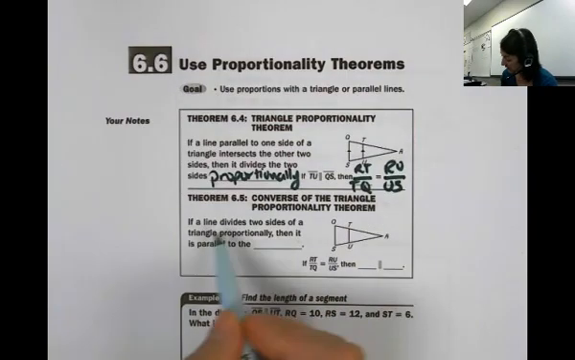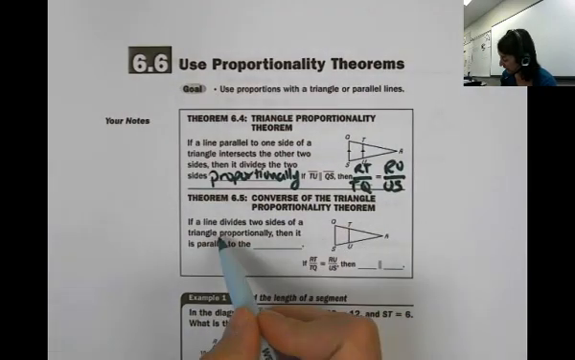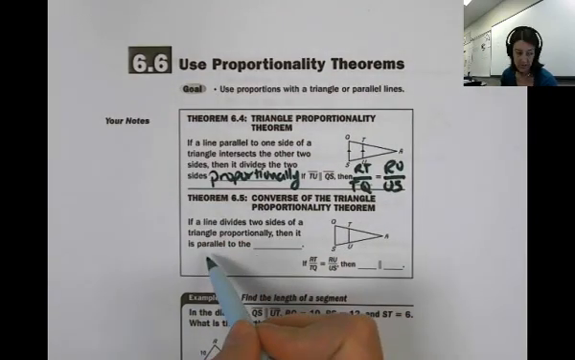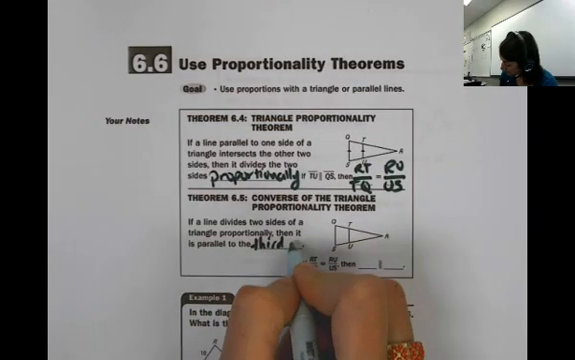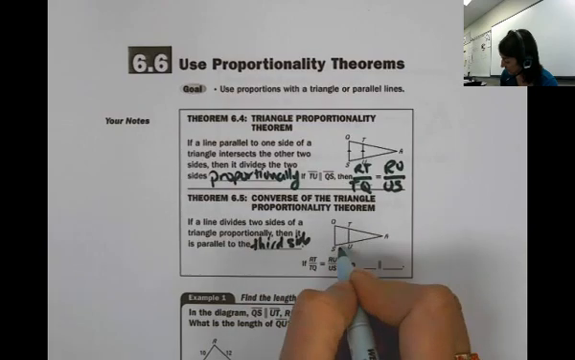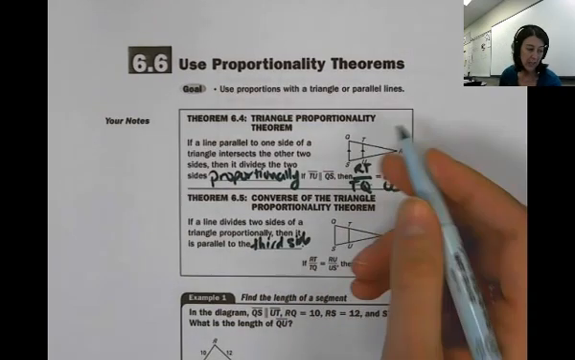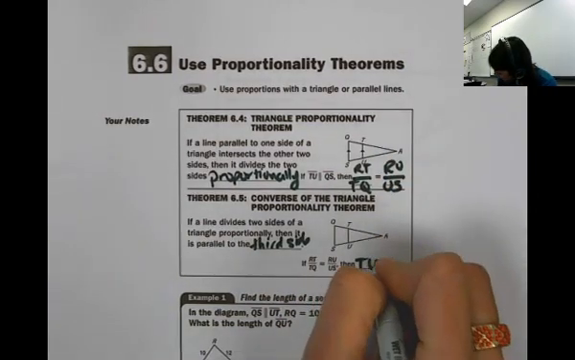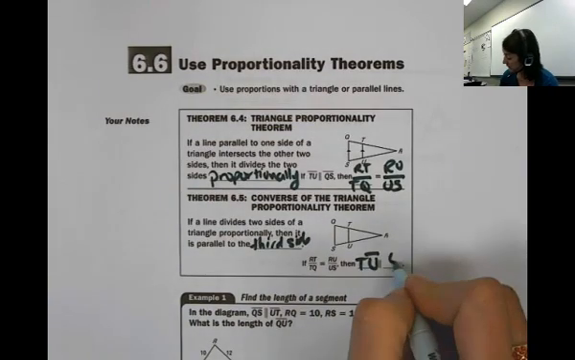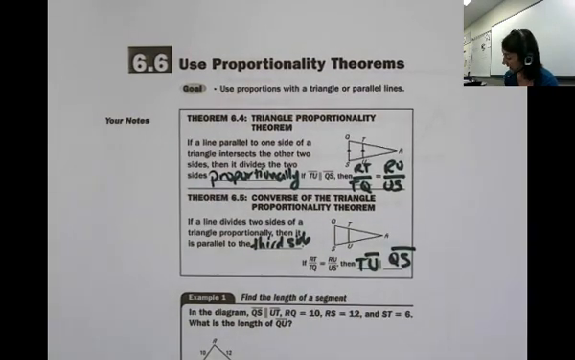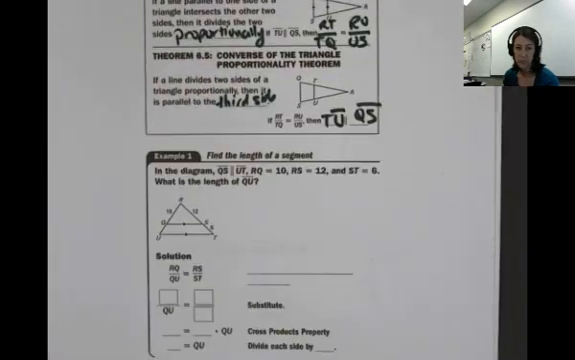And conversely, if a line divides two sides of a triangle proportionately, then it is parallel to the third side. So if I know these guys make an equal proportion, then I know that segment TU is parallel to segment QS. So let's apply that in a problem.